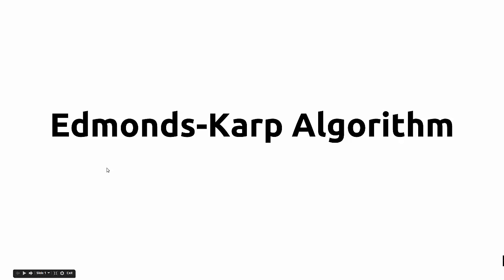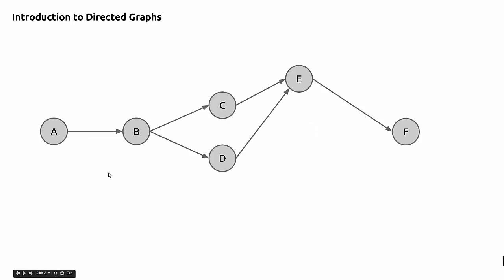Hello, today I'm going to be talking about the Edmonds-Karp algorithm. It's a Max-Flow algorithm, which is an extension of the Ford-Fulkerson algorithm, which also works on Max-Flows, and these use something called flow networks. A flow network is an extension of a directed graph, which is shown here.